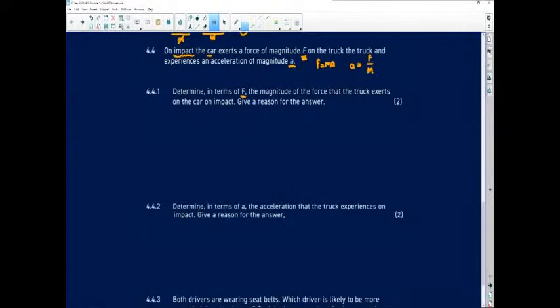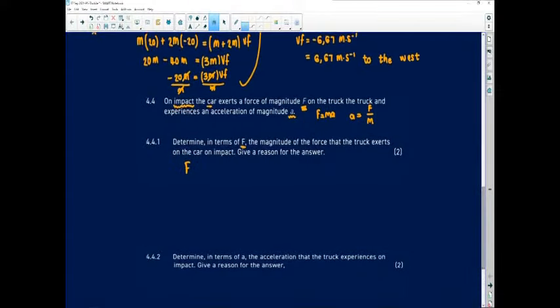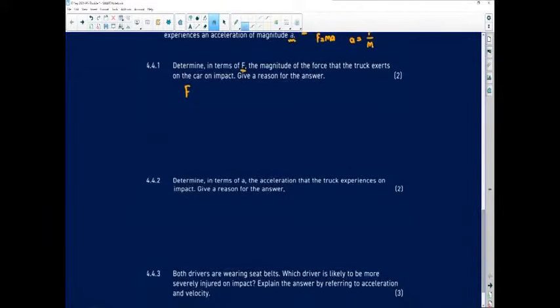So we must give a reason. First things first, we must determine it in terms of F. So the magnitude that the truck exerts on the car is also F, because I was told that the car gives a force of F on the truck. And it says, give a reason for your answer. So we can say, we can use Newton's third law.